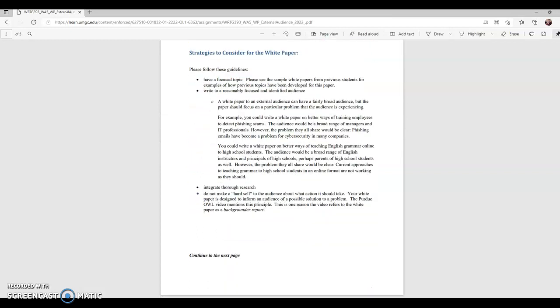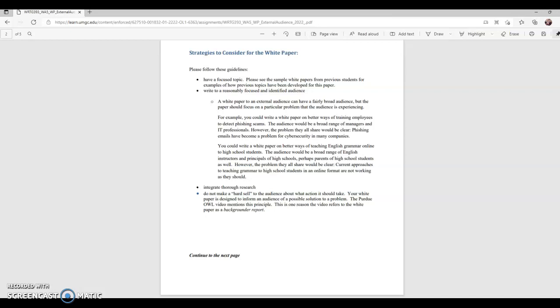So here are some strategies. Have a focus topic. Go back to the prior discussions where everybody was brainstorming if you're stuck. And if that doesn't help, reach out and let's chat. Sometimes a conversation for 5 or 6 minutes can get you a really great idea for your white paper.